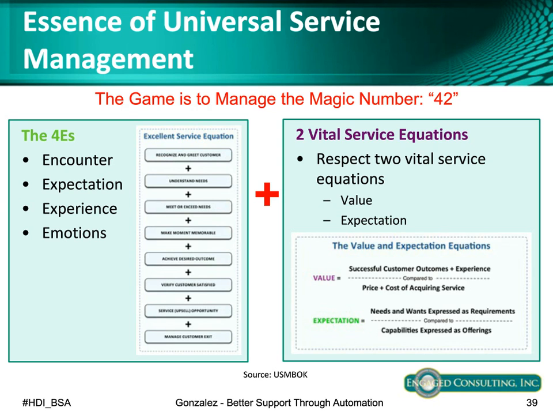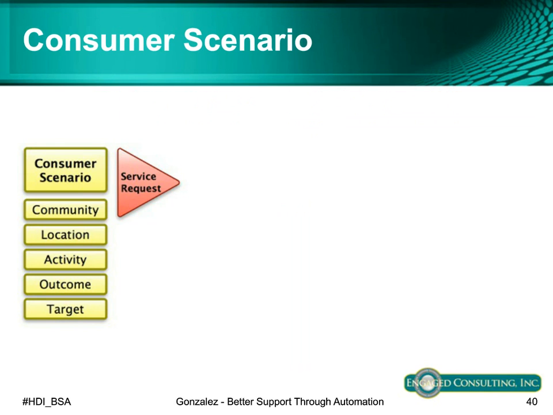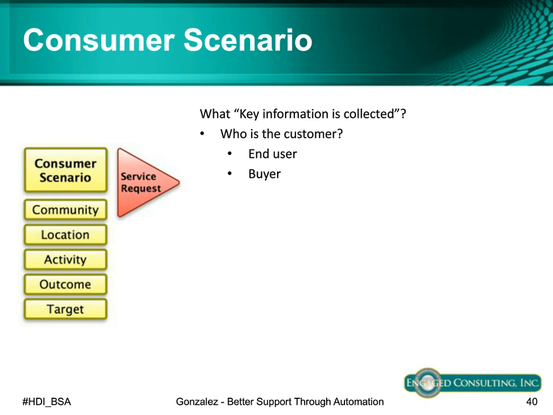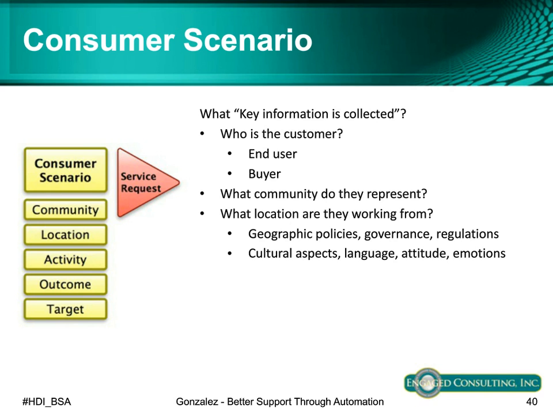What I'm going to suggest is that for all of your service encounters, what we want to do is manage off of this consumer scenario. And this is the level at which you want to take into your planning. So the consumer scenario consists of all the different information that you need to collect. So why are you looking for it? Well, who's the customer? What community do they represent? So we want to capture these different data elements because they're directly relevant to the kinds of things that we're doing, the kinds of things that they're doing, what they expect from us.